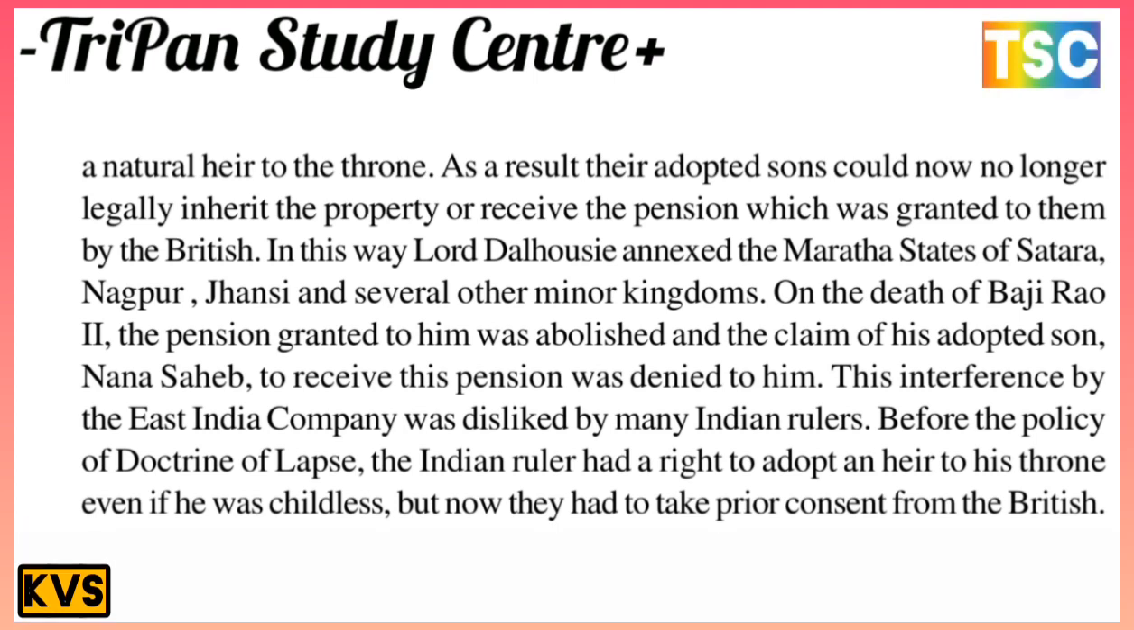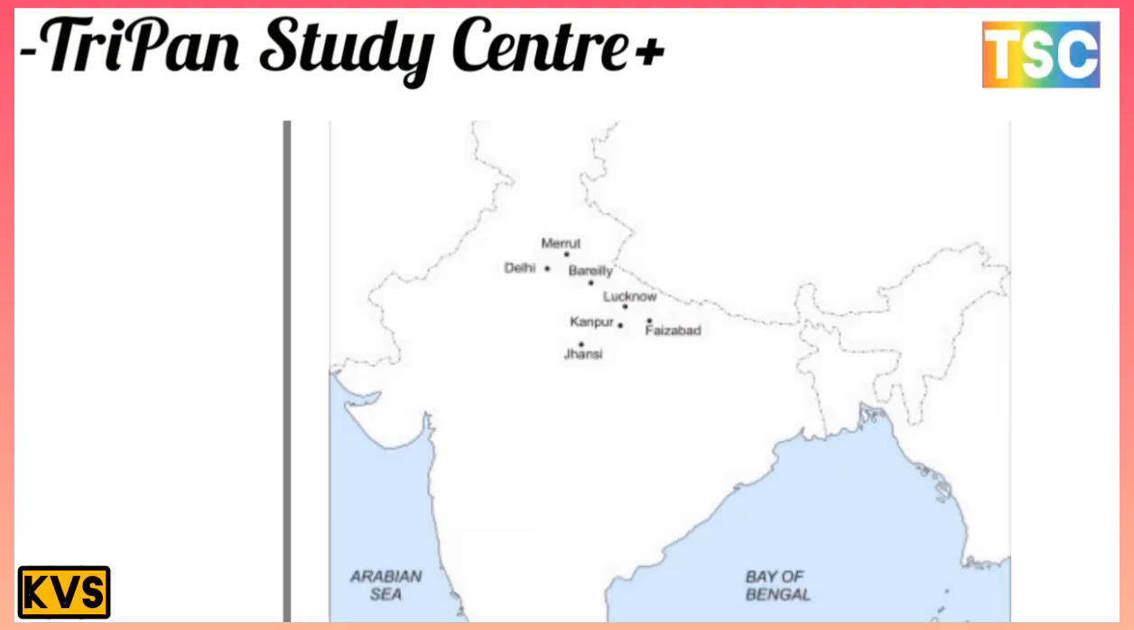Here, show the Indian map. There are the most important places here: Meerut, Delhi, Bareilly, Lucknow, Faizabad, Kanpur and Jhansi. These are the most important spots of the revolt. That's important here in the map.